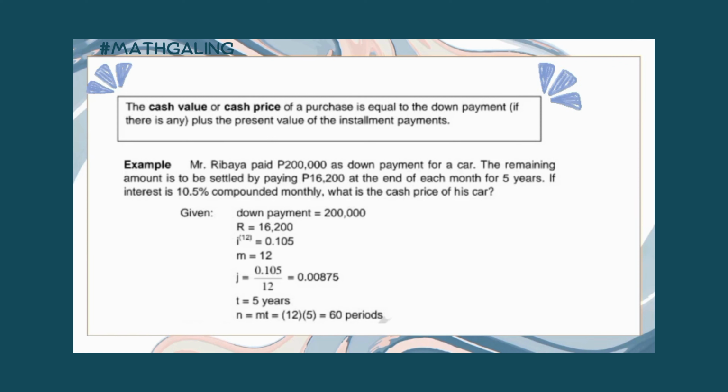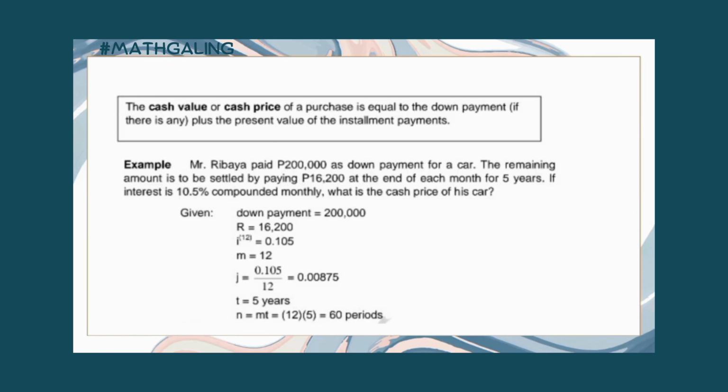The cash value or cash price of a purchase is equal to the down payment, if there is any, plus the present value of the installment payments. So here is the example problem. Mr. Ribaye paid 200,000 pesos as down payment for a car. The remaining amount is to be settled by paying 16,200 pesos at the end of each month for 5 years. If the interest rate is 10.5% compounded monthly, what is the cash price of his car?